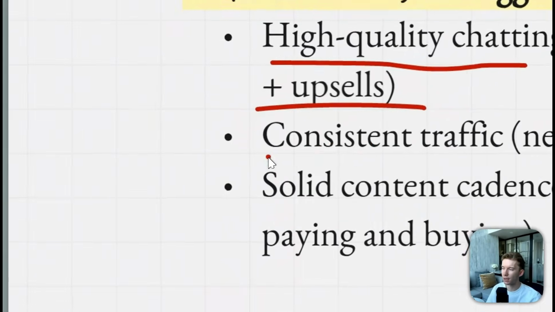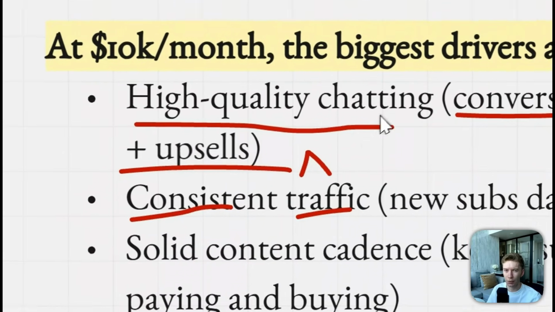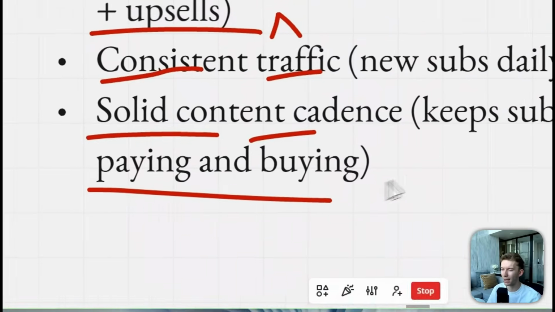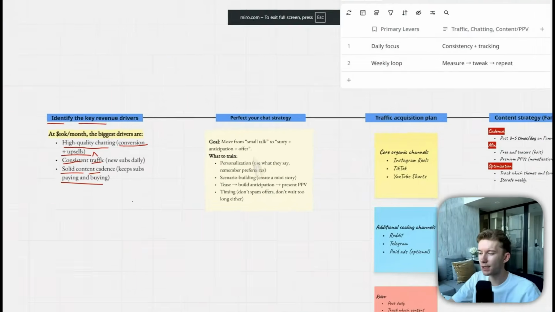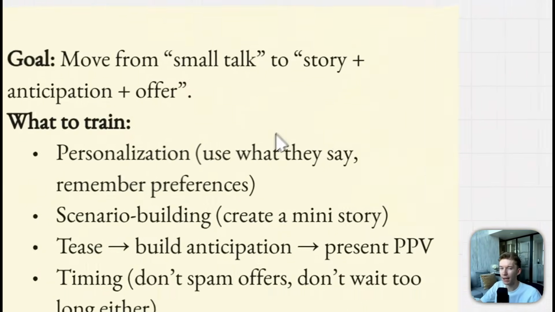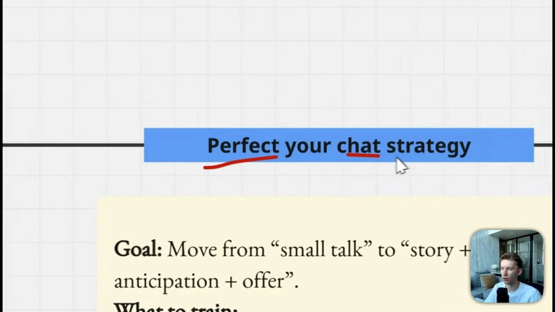The next one is obviously consistent traffic, because without fans to sell to, how are you going to make money? And then a solid content cadence, keeping subs paying and keeping subs buying. To get to this big number of 10K, which in your eyes is massive, you guys are obviously going to have to perfect your chat strategy.